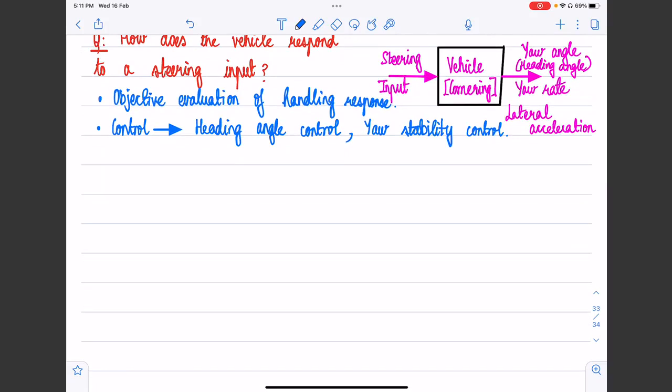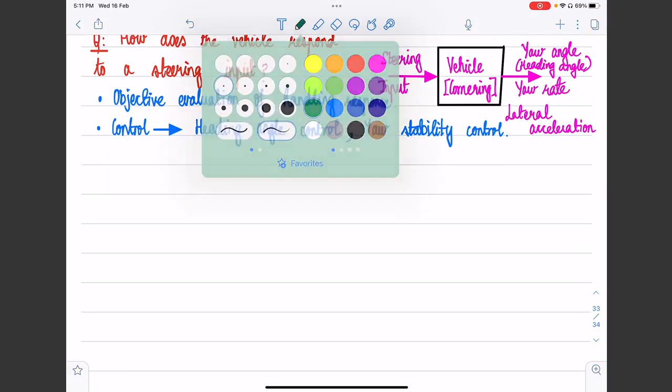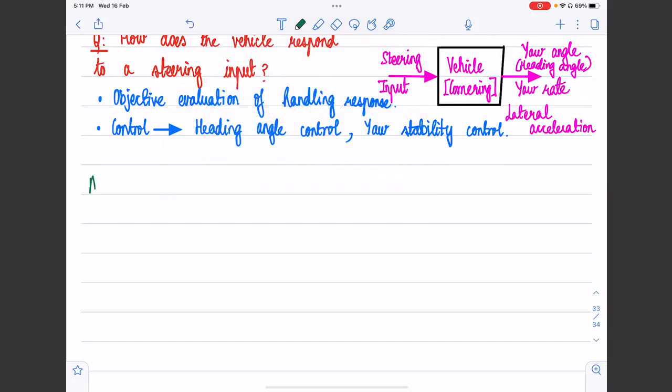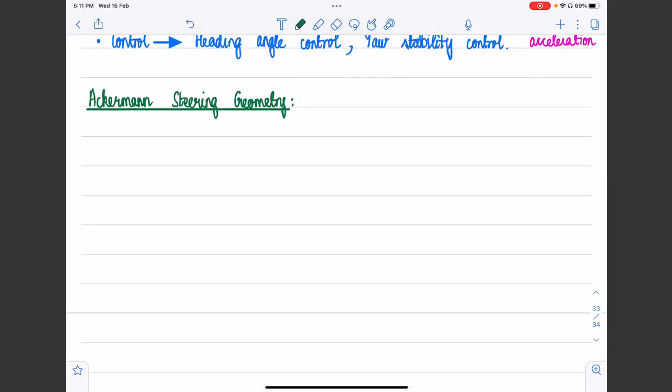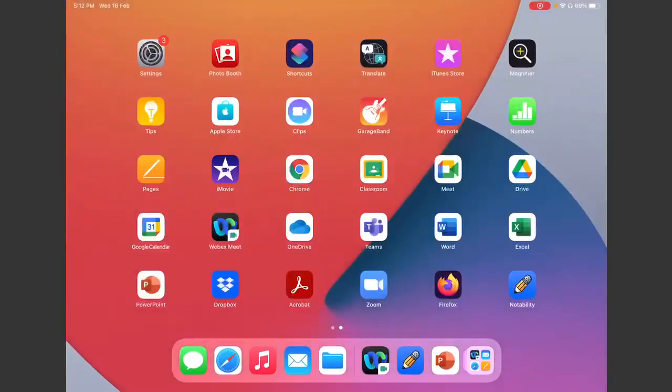The first topic that we are going to study in lateral dynamics is the steering geometry. There are various methods by which a vehicle can be steered. Most road vehicles are based on the concept of the so-called Ackermann steering geometry. That is the first concept that we are going to learn as far as lateral dynamics is concerned. So what is Ackermann steering geometry? Let me explain it using a simple schematic.